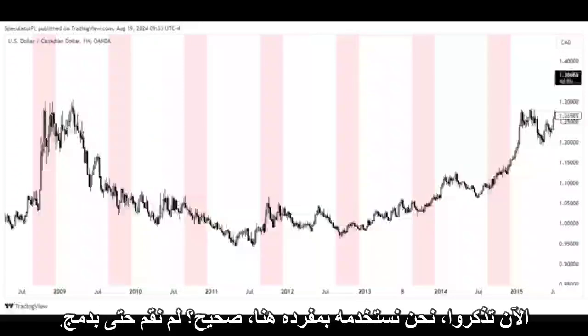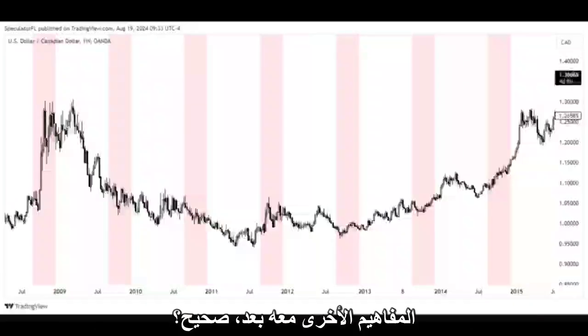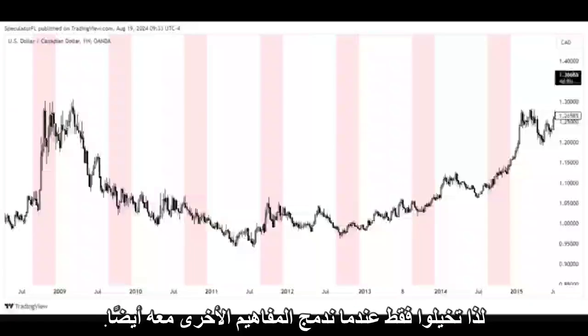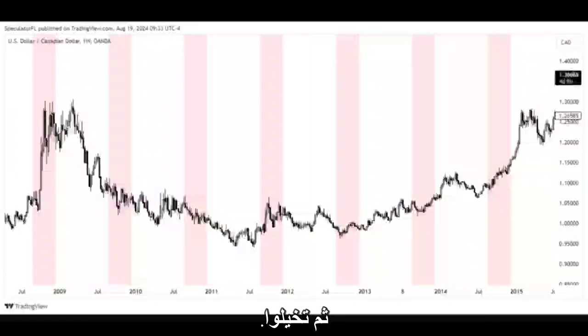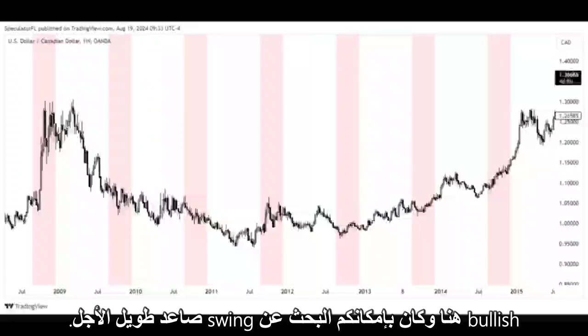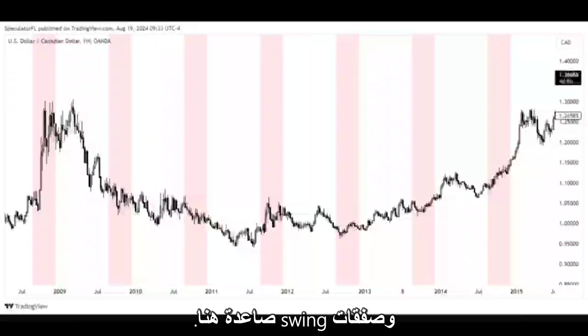Now remember, we are just using it alone here. We haven't even integrated the other concepts with it yet, and just for the sake of this part of the chapter, I'm explaining it alone. So just imagine when we integrate the other concepts with it as well, and imagine how much your accuracy is going to increase. So you can see right here, just because of seasonal tendency, you could have been bullish here and you could have looked for long-term bullish swing trades here, and that would have worked out perfectly for you.